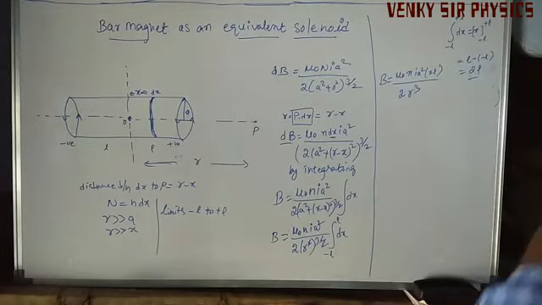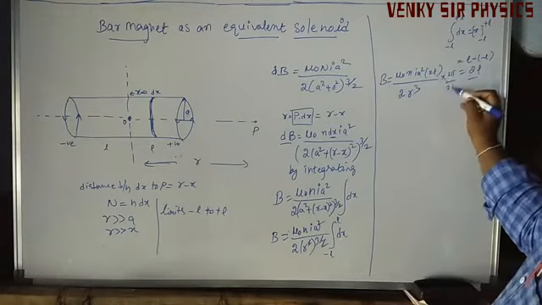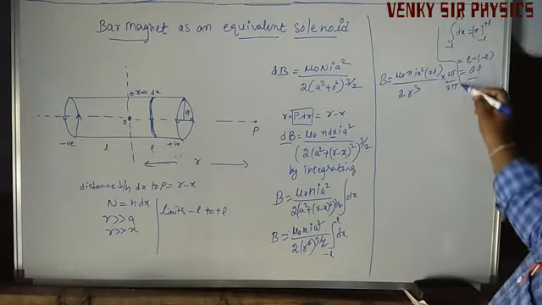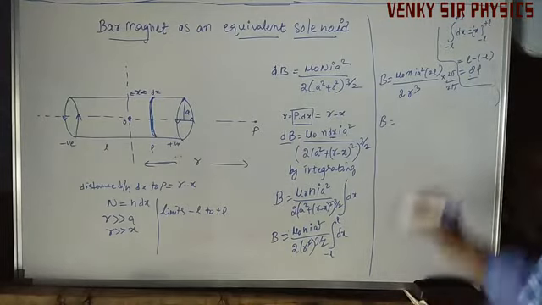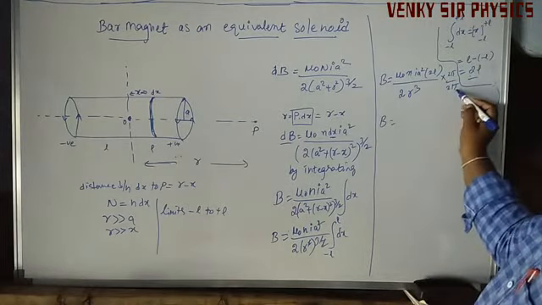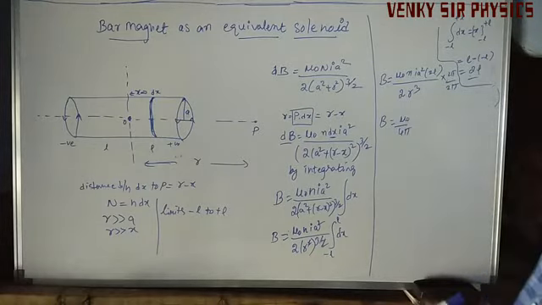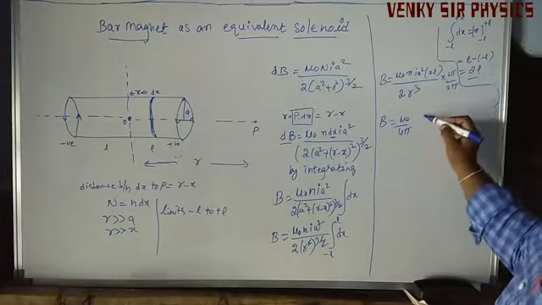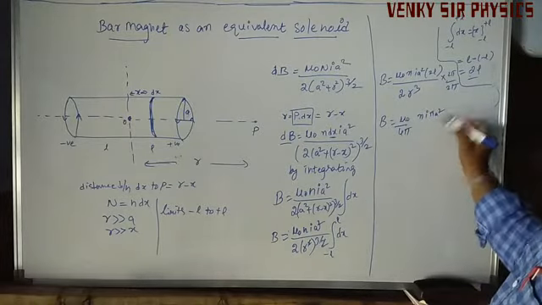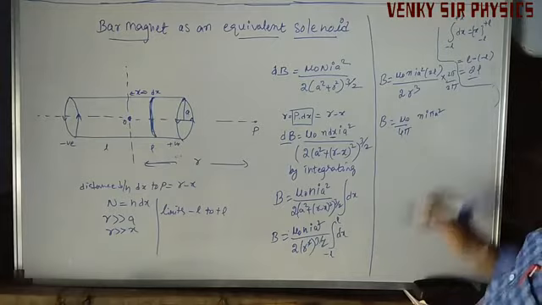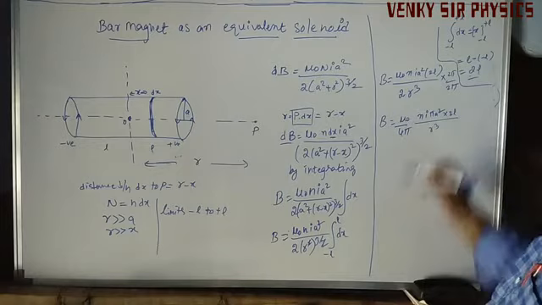2 into r power 3. So here we multiply by 2 pi by 2 pi. See, 2 pi into 2 gives mu naught by 4 pi. Mu naught by 4 pi, n into I into pi a square. N into I into pi a square into 2L divided by r cubed.